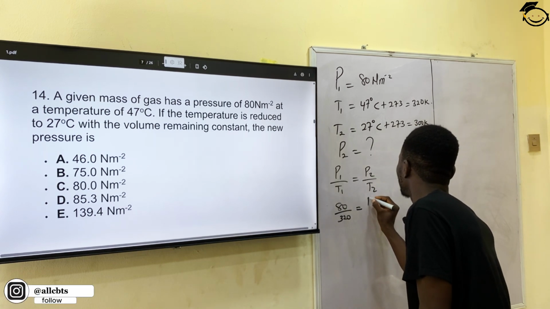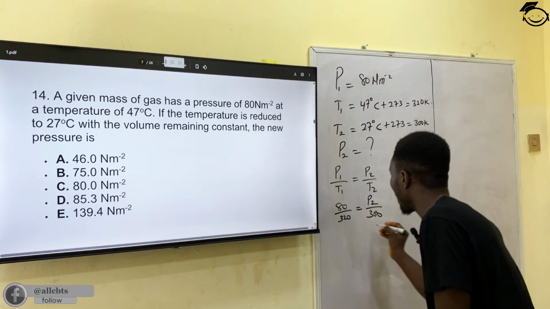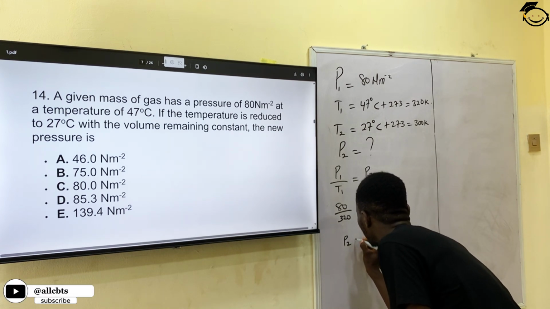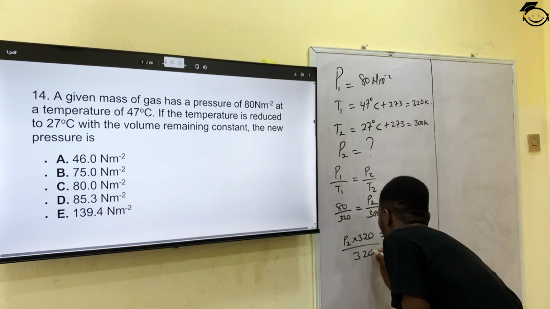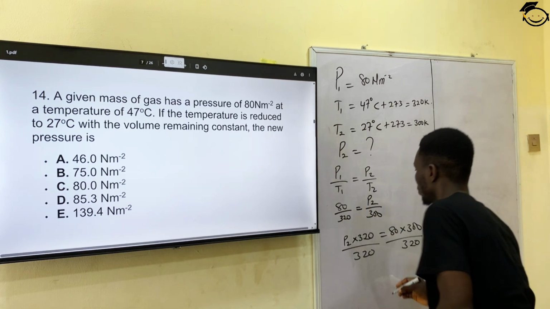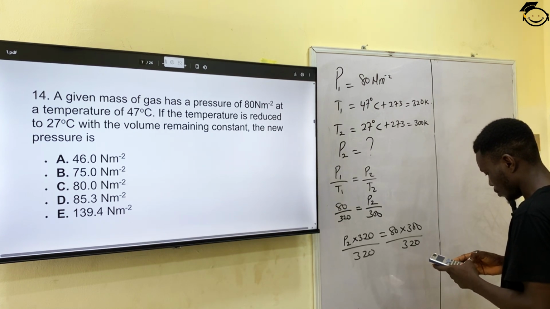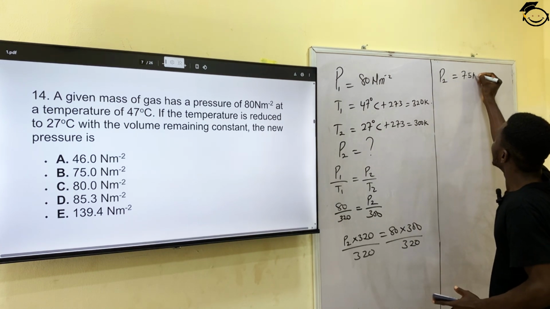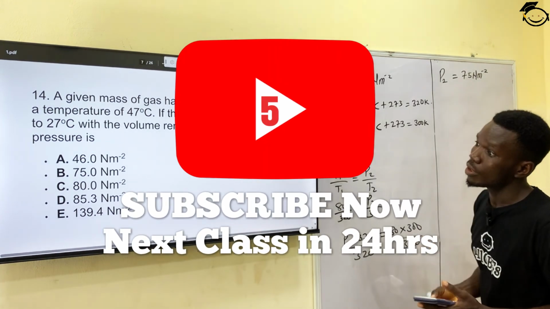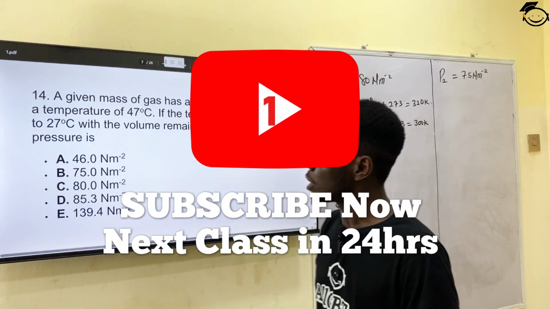is equal to P2 over 300. So at this point, if I cross multiply, I'll have P2 times 320 is equal to 80 times 300. So I'll divide both sides by 320. So if I divide at the end of the day, it means that my P2 is going to give me 75 Newton per meter squared. So looking at our options, that gives us option B, which is 75 Newton per meter squared.